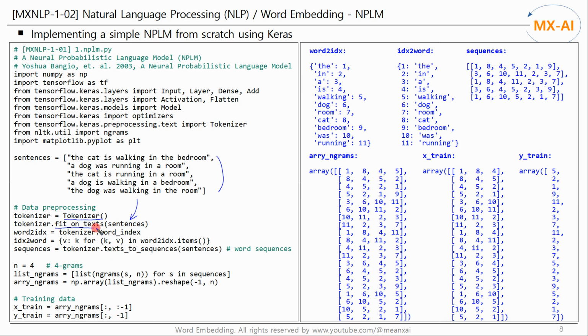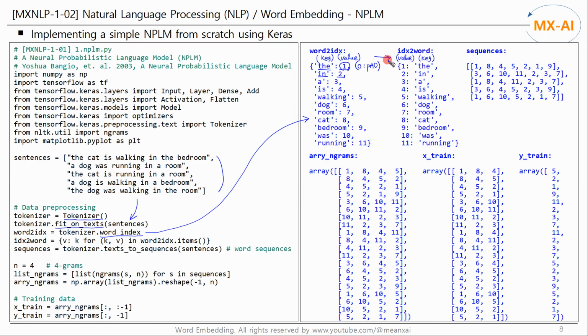The method fitOnText updates the internal vocabulary based on a list of texts. This method creates the vocabulary index based on word frequency. The word index attribute of the tokenizer object is a Python dictionary that maps words to their corresponding integer indices. This dictionary is as follows. It has words, strings as keys, and their assigned integer indices as values. The index starts from 1. Index 0 is reserved for pad.